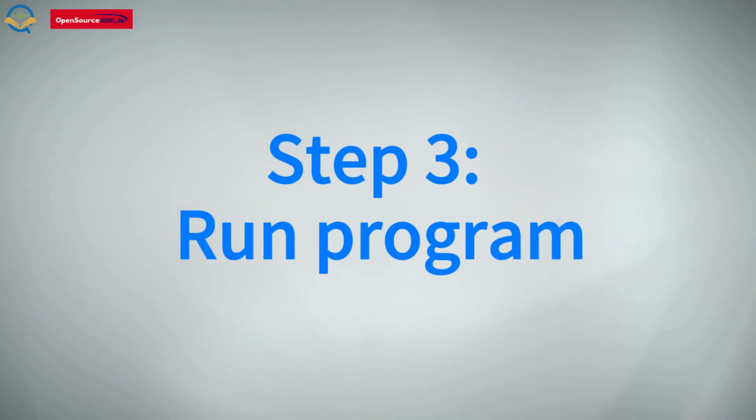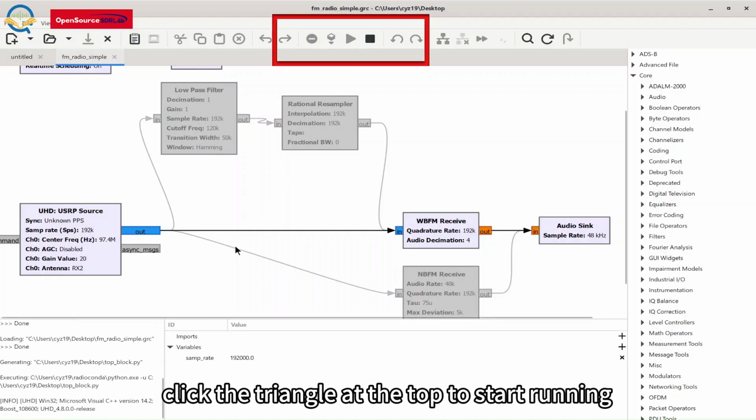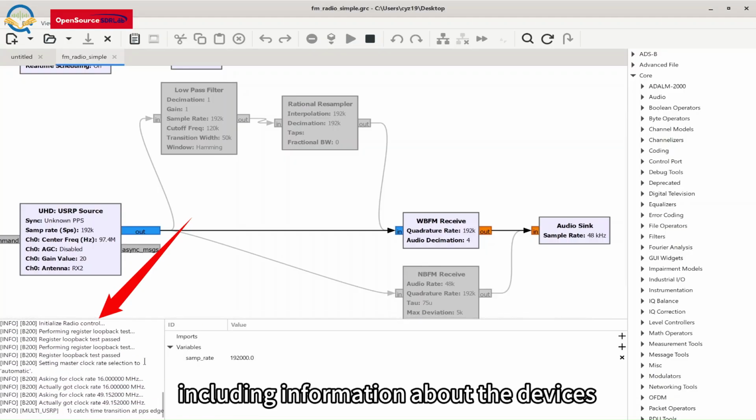Step 3. Run program. After setting the parameters, click the triangle at the top to start running. You can see some prompts in the lower left corner, including information about the devices.